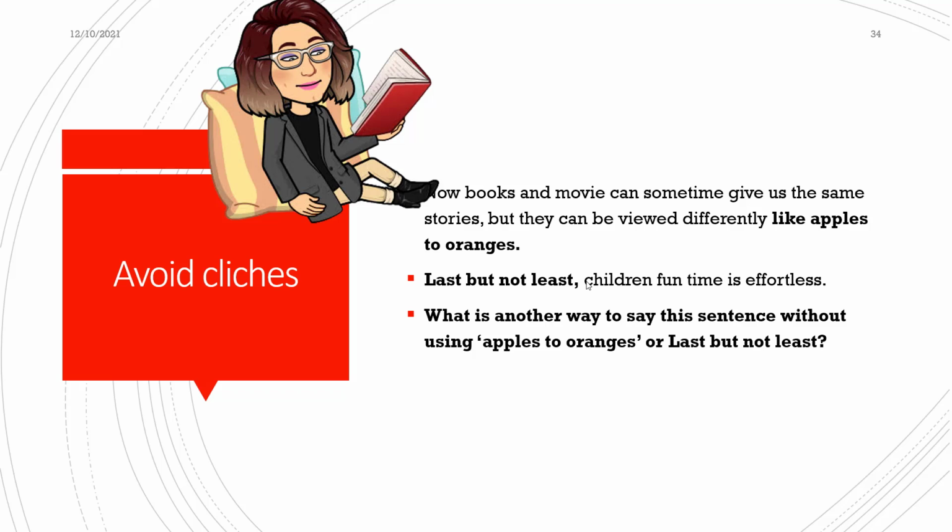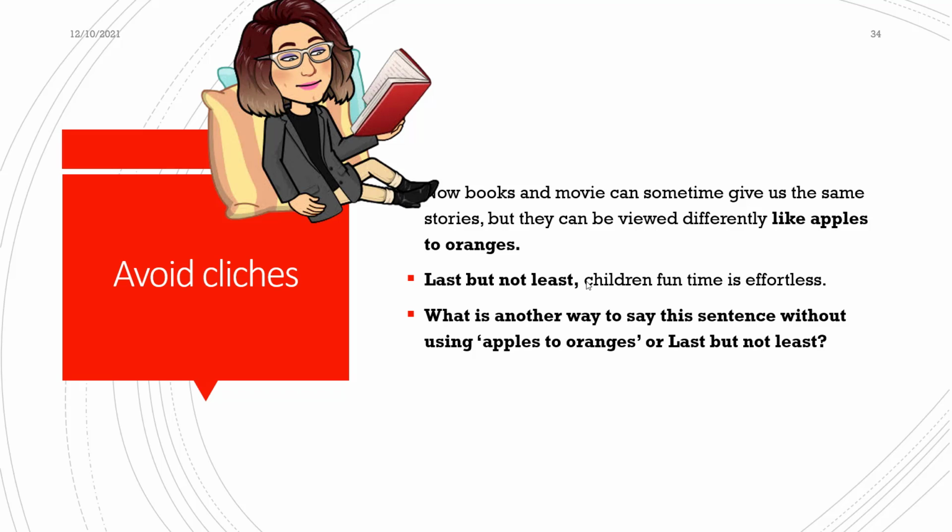Now books and movies can sometimes give us the same stories, but they can be viewed differently, like apples to oranges. Okay, "like apples to oranges" is a cliche. So you would write, "but they can be viewed differently because books give a more complete story, while movies are a visual interpretation of the book. So you cannot compare the two since they are both different art forms." Now that sounds much more professional than "like apples to oranges," which is what she meant if you read the rest of her paper. "Last but not least, children's fun time is effortless."